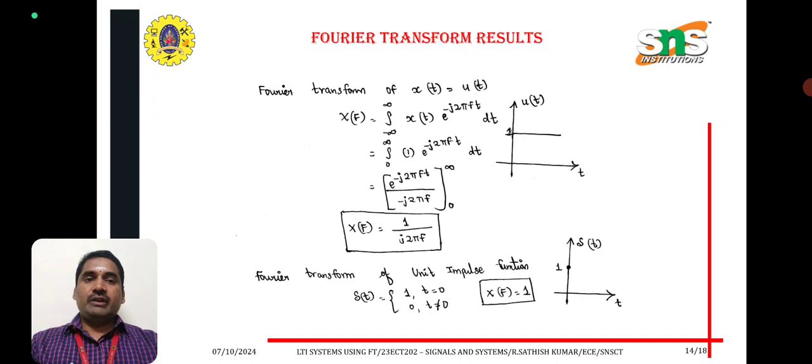Fourier transform of unit impulse function: for unit impulse function, δ(t) is equal to 1 for t equal to 0, 0 for t not equal to 0. Therefore, X(f) is equal to 1.